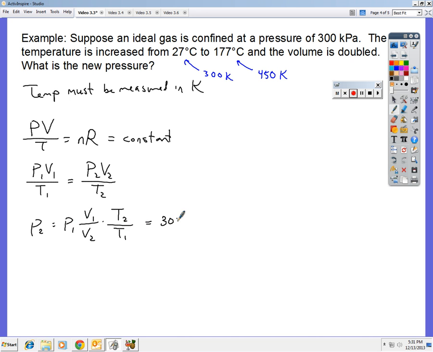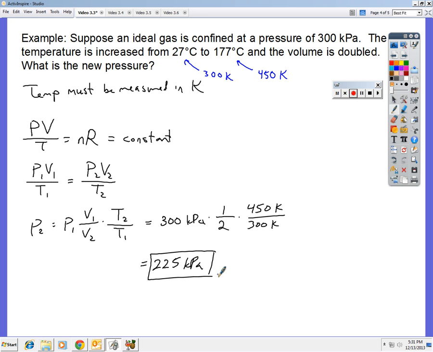Now P1 is 300 kPa. We don't know what the volume is, but we do know that the new volume is twice as much as the old one, so that ratio is 1/2. Now T2 we said is 450 kelvins, T1 was 300 kelvins, and when we work this out, the new pressure ends up being 225 kPa. So fairly straightforward.